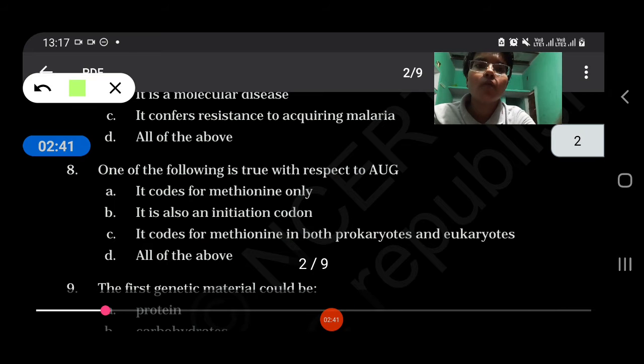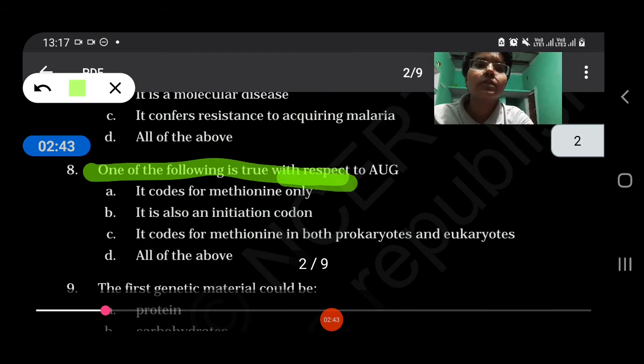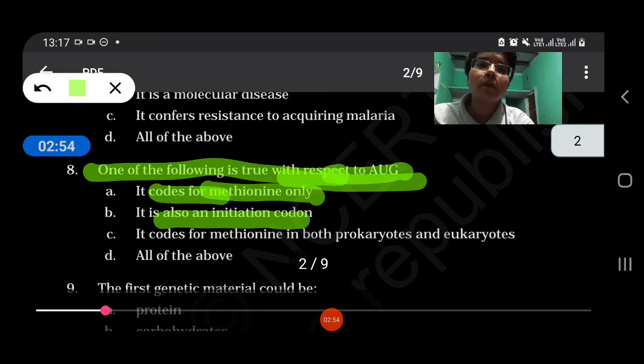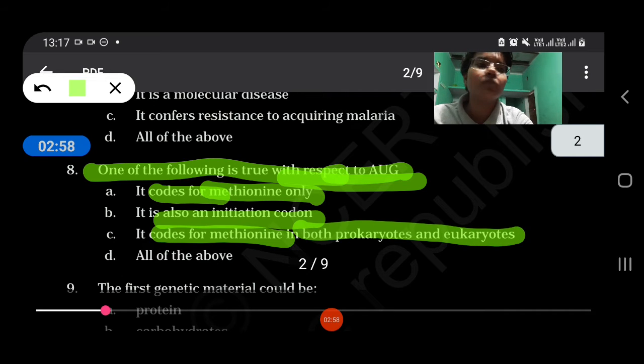Which one of the following is true with respect to AUG? So, what is the importance of AUG? As it is a start codon, it codes for methionine only. It is also an initiation codon. It codes for methionine in both prokaryotes and eukaryotes. So, the answer is all of the above.